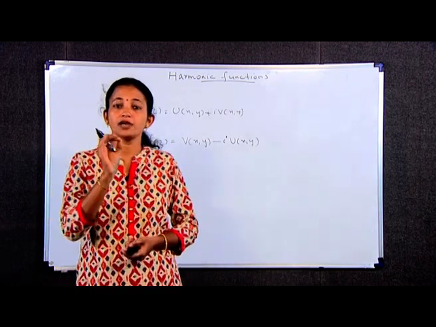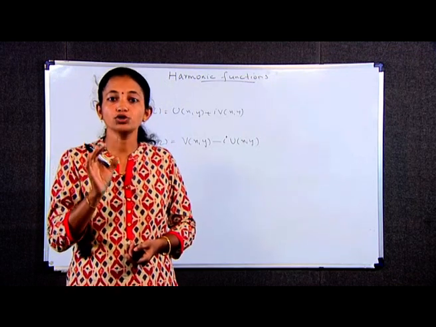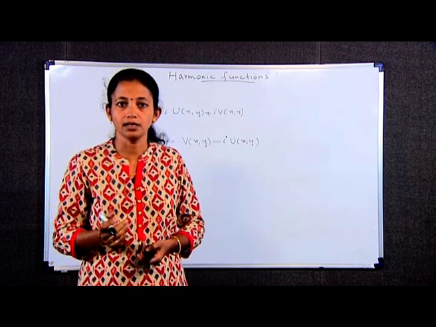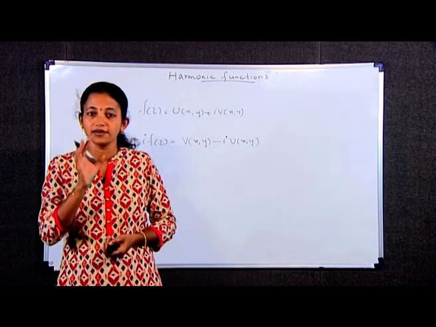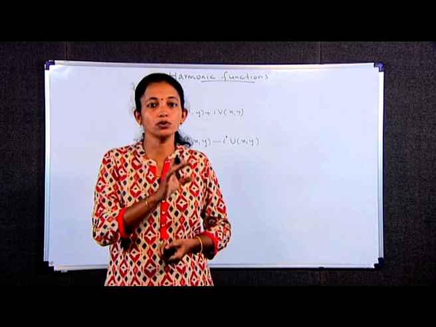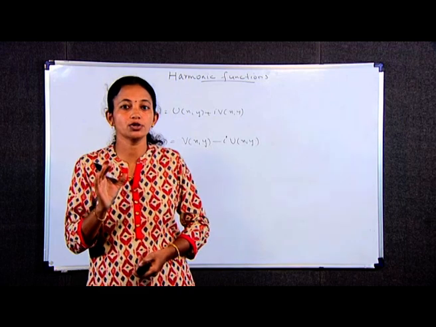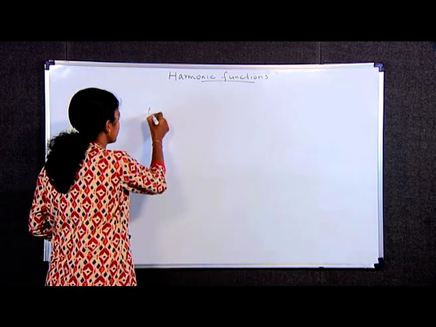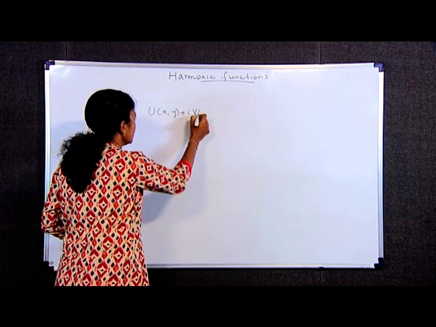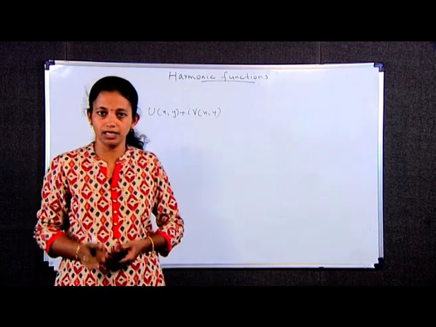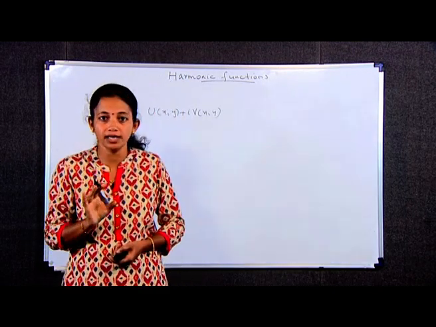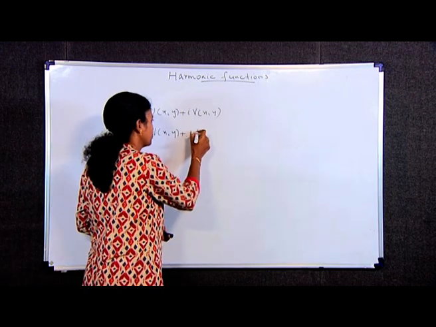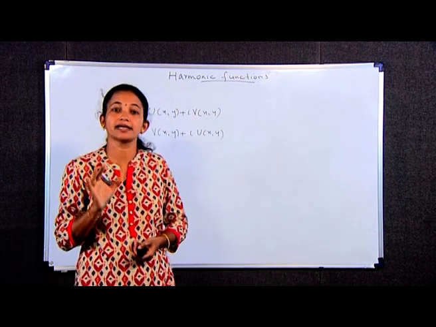Next example, prove that if two functions u and v are conjugate harmonic of each other, both u and v must be constant functions. Here u and v are conjugate of each other means v is a harmonic conjugate of u and u is a harmonic conjugate of v. V is a harmonic conjugate of u in D implies we have u(x,y) + i v(x,y) is analytic in D, and u is a harmonic conjugate of v in D implies v(x,y) + i u(x,y) is analytic in D.